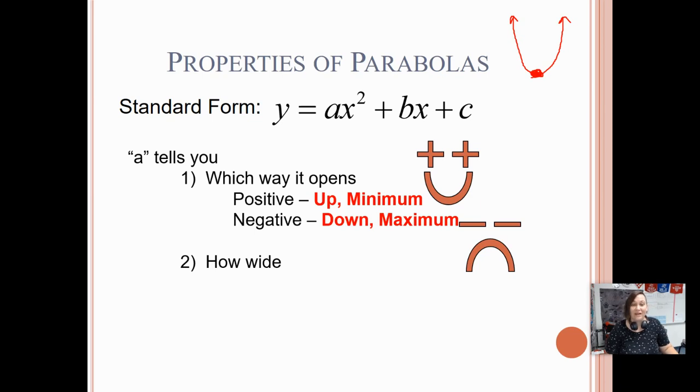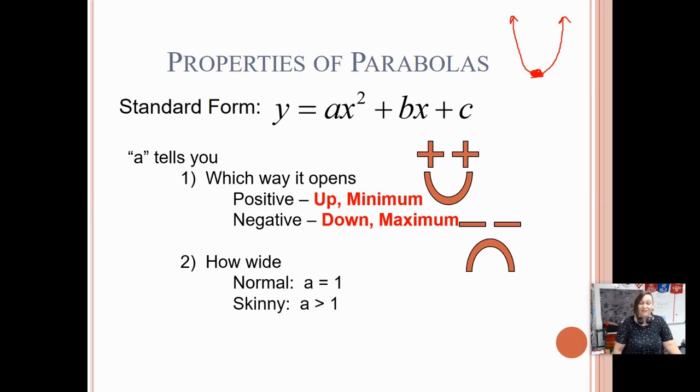The other thing that the letter A tells us is how wide the U shape is going to be. So we have a regularly sized U shape, but sometimes it'll get wider, more flat, and sometimes it'll get skinnier or more tall. So the letter A also tells us that, ignoring the sign, because the sign is telling us something different. If A is 1, it's going to be a normal sized parabola. You don't know what that means yet, but we'll talk about that tomorrow.